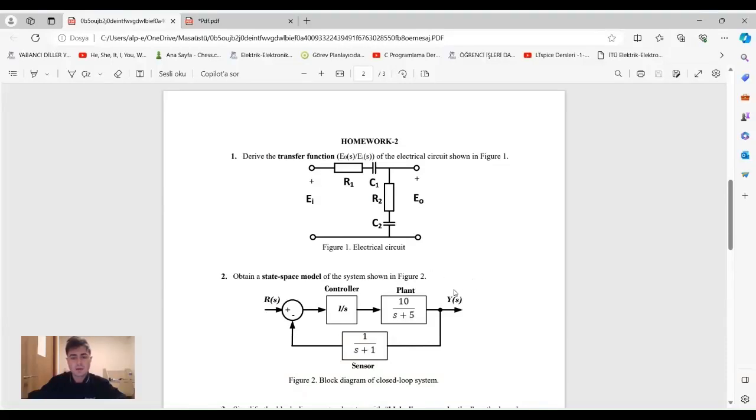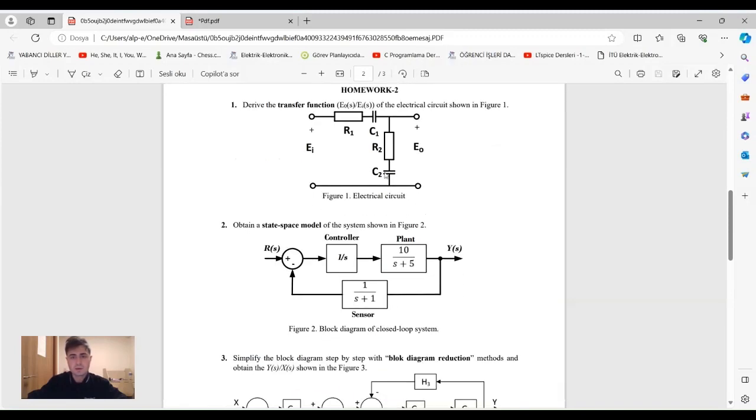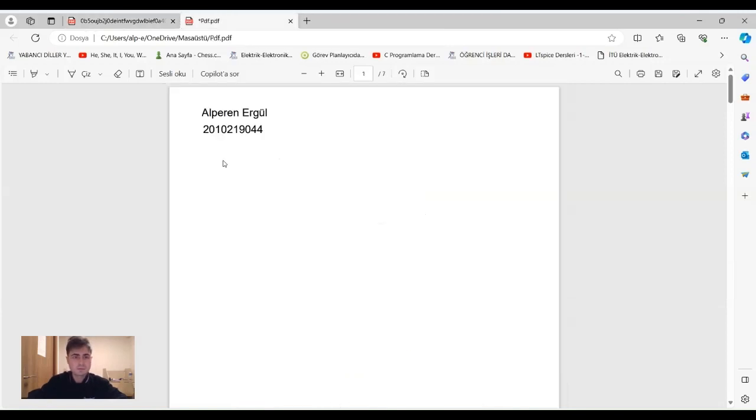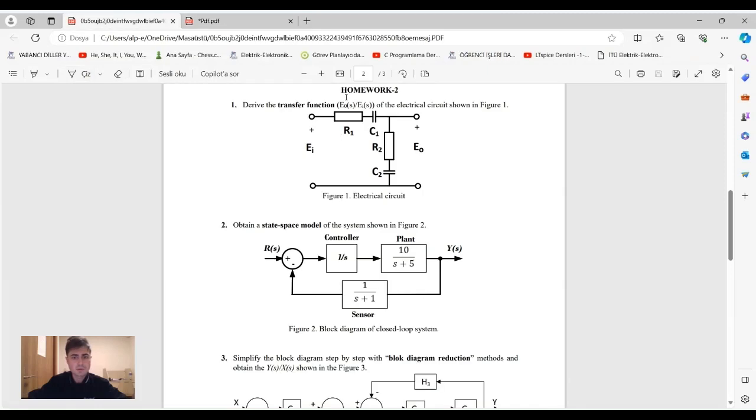Hi, today I will explain the previous exam question and also homework 2. Let's start with the first question: derive the transfer function of the electrical circuit shown in figure 1. Did you already see that? These are resistors and these are capacitors, and this is the circuit.